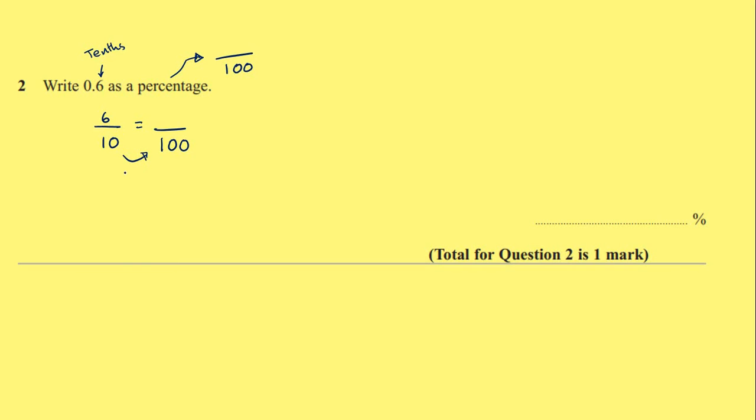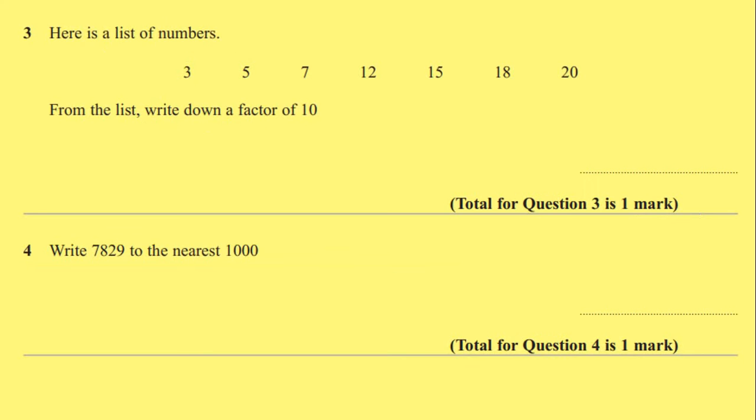So I'm going to multiply the denominator by 10, because 10 times 10 is 100, and I'll multiply the numerator by 10. 6 times 10 is 60. So it's actually 60 per 100, which is 60 per cent. Okay, not too bad. Try to get things to be over 100 to do percentages. It makes things really easy.